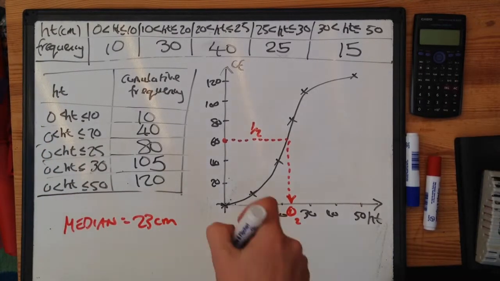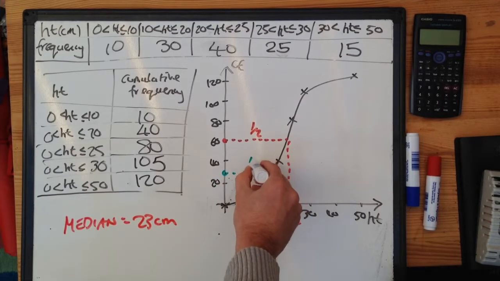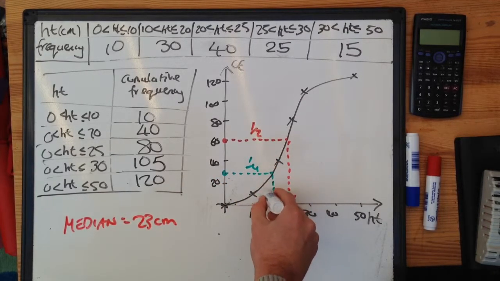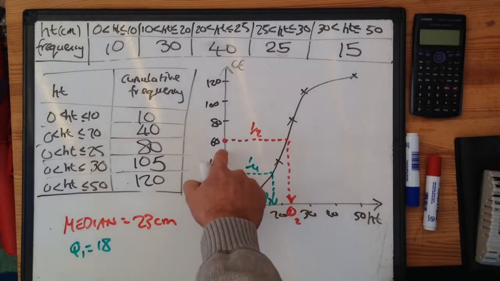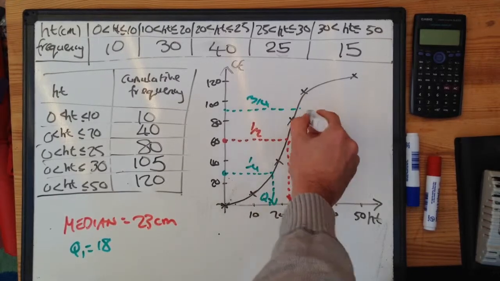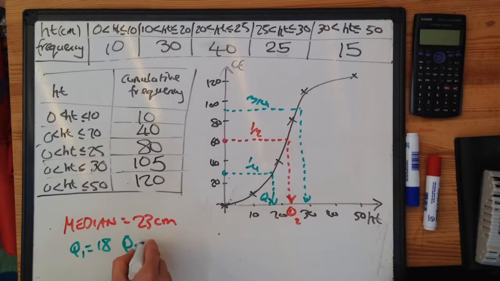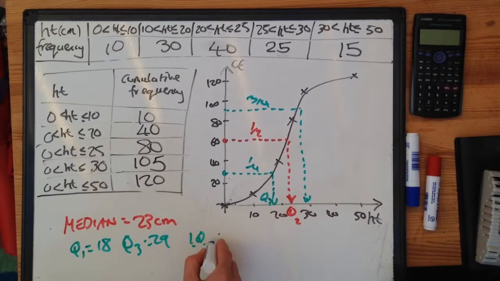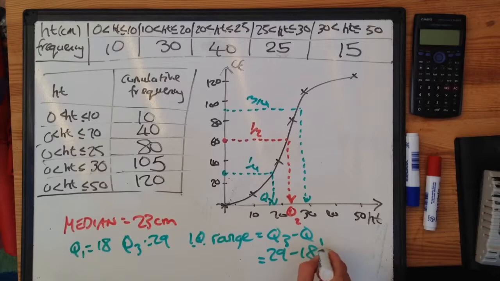To get the interquartile range, well, that's the difference between the upper quartile and the lower quartile. To work those out, well, if halfway is at 60, a quarter of the way is at 30. So let's go across from a quarter and down to get Q1, which is approximately 18. Q3 is 3 quarters, which is just 60 add 30 is 90. So we're going across and down, and that gives us roughly 29. Our interquartile range, or IQ range, is Q3 minus Q1, which is going to be 29, take away 18, which is 11.